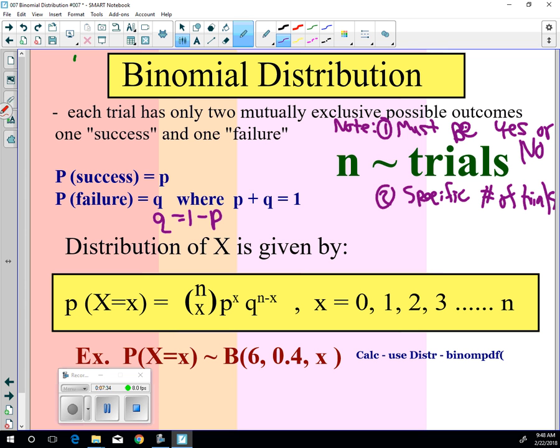Okay? So as you saw before, if you had the heads and tails thing, the probability of getting a head is 1/2. What's the probability of getting a tail? 1/2. So you go 1/2, 1/2. If this were 1/3, Q would be 2/3. And so what you're going to do is this n choose x has to do with the number of ways that it could come up.